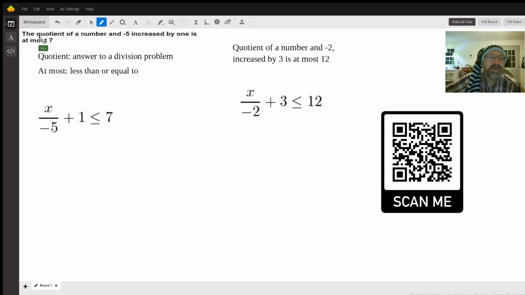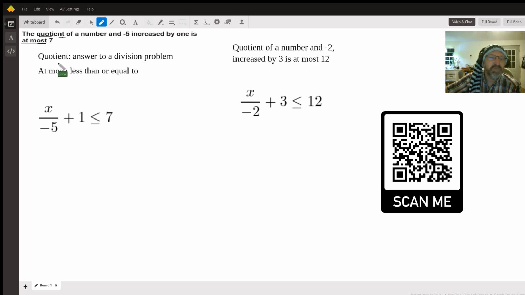So the first thing I notice is I've got this word, quotient. And so I've made a little notation here to myself that the quotient is the answer to a division problem. Excellent. But then there's this weird twist, right? At most. What does at most mean? Well, it means 7 would work, 6 would work, 8 wouldn't work, right? So that means another way of saying at most is saying less than or equal to. So it's at most 7.